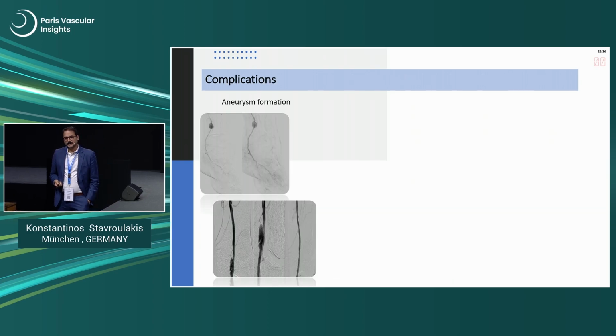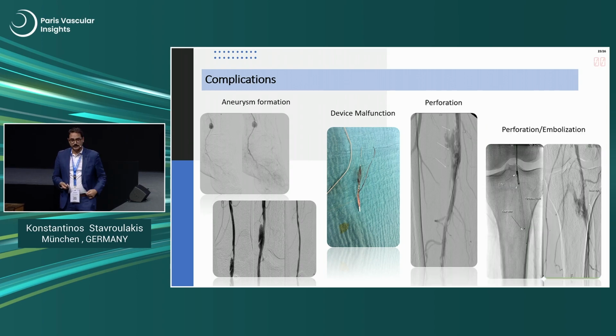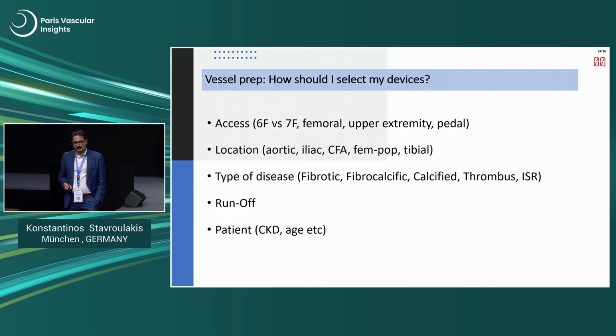Not only in Japan, but everywhere when you work with this kind of devices, you might face problems: device malfunction, perforation, distal embolization, and aneurysm. This is something you have to keep in mind. How do I select them? Based on various parameters: access, location, type of disease, runoff, and of course the patient.